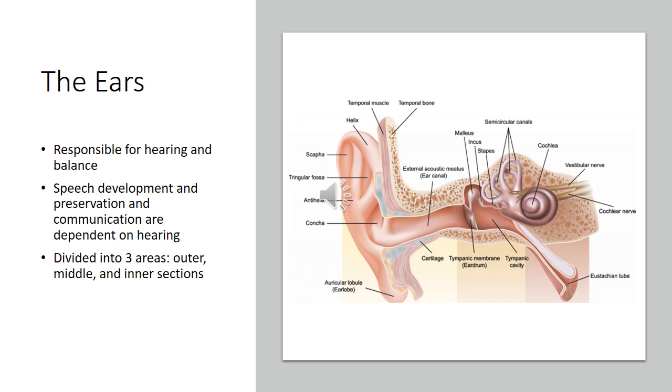Ears are responsible for hearing and balance. Speech development and preservation and communication are dependent on our hearing. The ear is divided into 3 areas. We have the outer, middle, and inner sections.